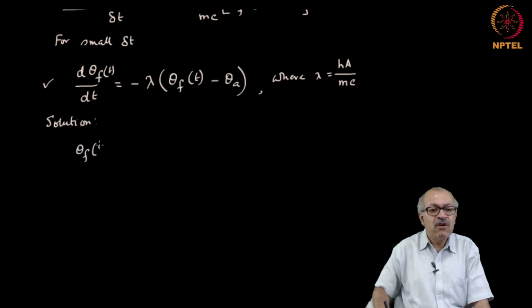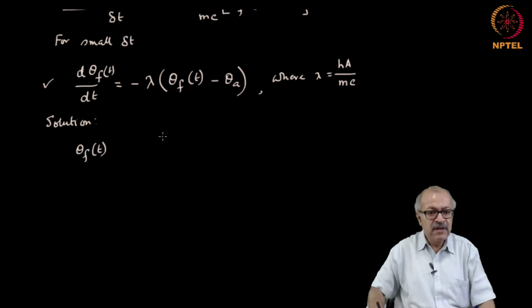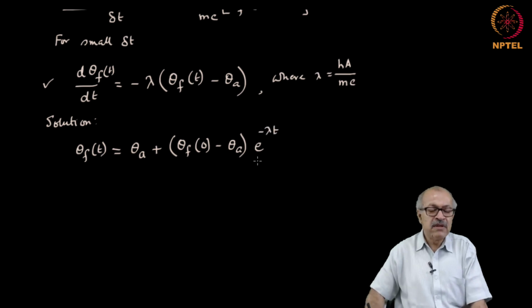theta f of t. It will have to be expressed in terms of the fluid temperature at the initial time. This will be theta a plus theta f at the initial time 0 minus theta a, multiplied by e to the power minus lambda t. That will be the solution.